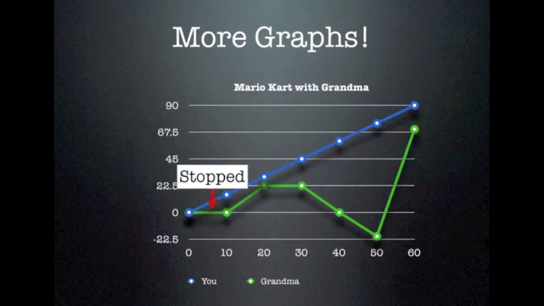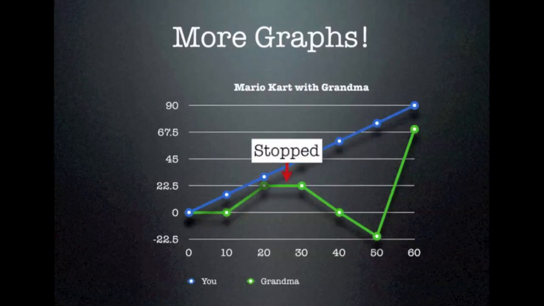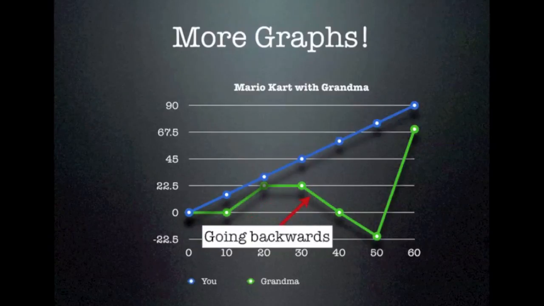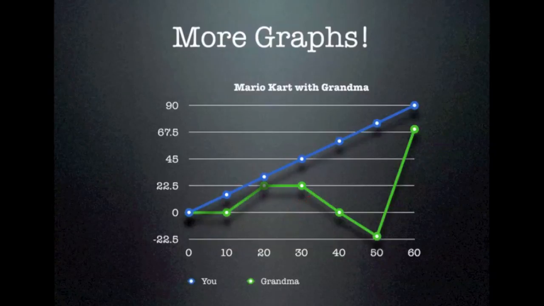Next, you tell her, hey grandma, press A, it's the A button, and she figures it out and she speeds up for a little bit. But then she gets confused and stops again. Here, she's decided to go backwards. She's totally pressing the wrong button, and she's going back the way she came.